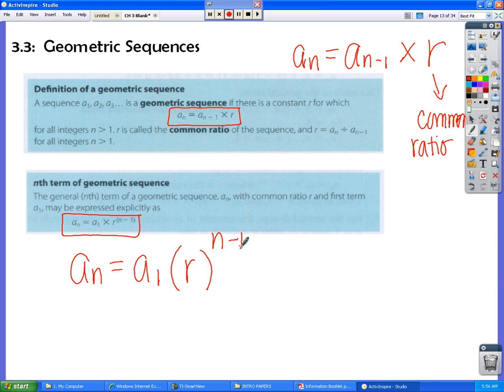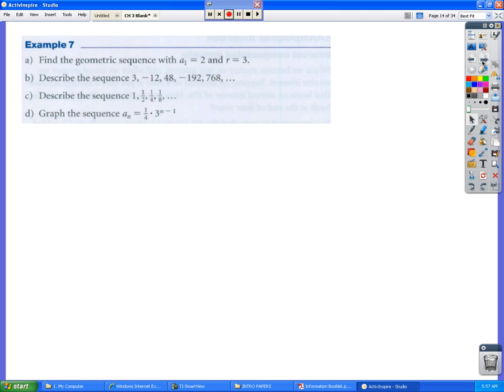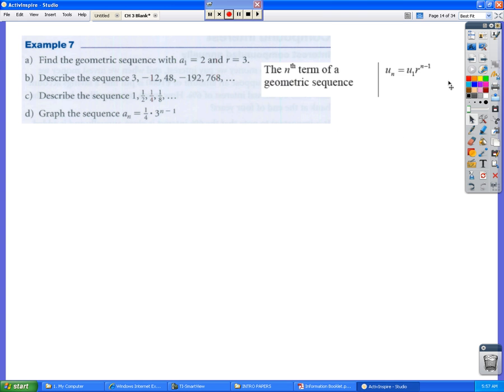And order of operations says you cannot multiply first. You have to do the power first, okay? That's the only major mistake I usually see. And again, on your formula sheet, they actually use u sub 1, u sub n, so make sure you know that that's exactly the same thing. So there are a few problems here. Basic one would be letter A, just being able to use the formula. So let's copy that here. So here's our formula.